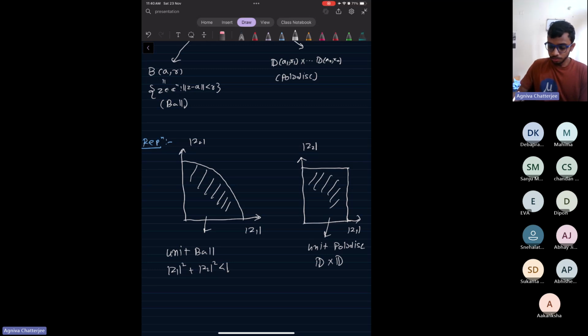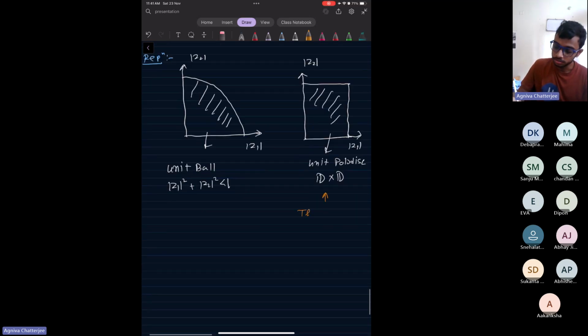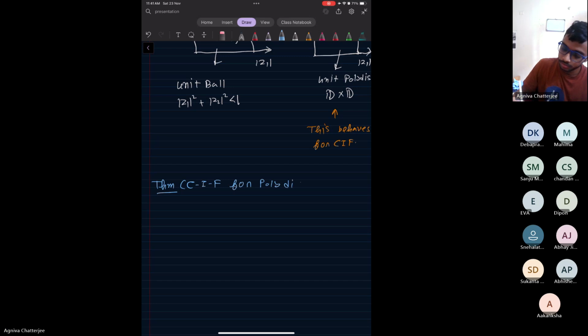All right, so you can see that there is a distinction between the ball and the polydisk. It turns out that for the Cauchy integral formula, this one behaves better. So let's write down the Cauchy integral formula. This is a theorem, and probably the first theorem is the Cauchy integral formula for the polydisk.